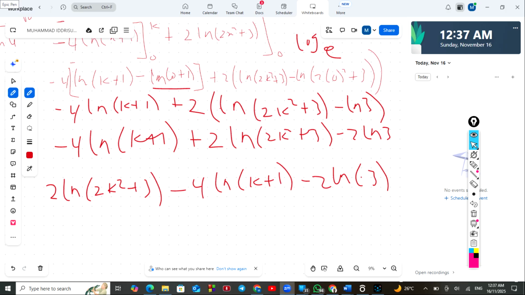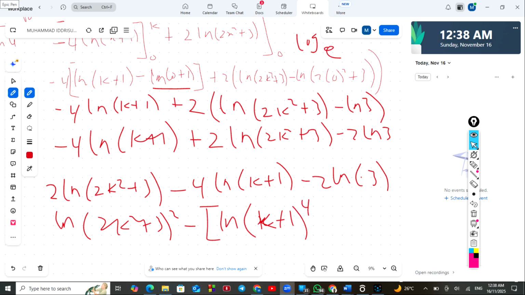So now we can have it as ln of (2k² + 3) all squared, minus ln of (k + 1) all to the power 4, plus ln of 3 squared, which is, let me just write, 9.